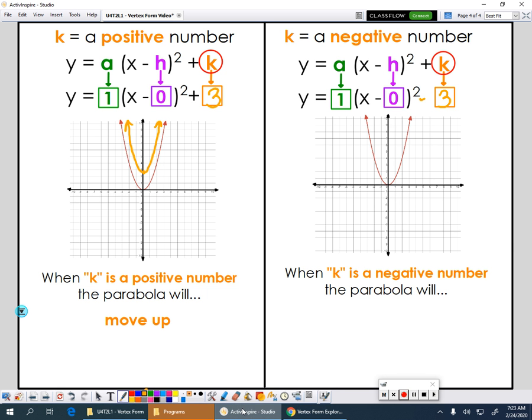So each part of this formula controls a different part of this parabola. A controls whether the parabola is wide or skinny, and also whether it opens up or down. Our h value controls where the vertex is, whether it moves to the left or the right. And our k value controls where the vertex is, whether it moves up or down.